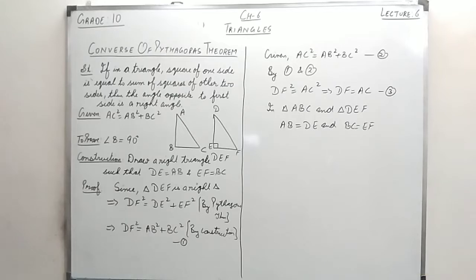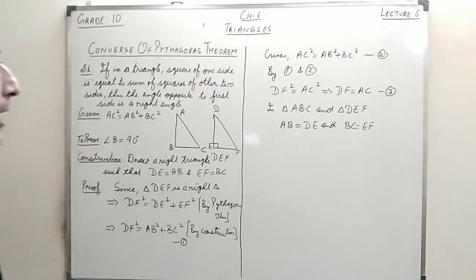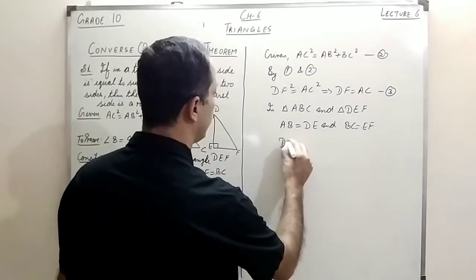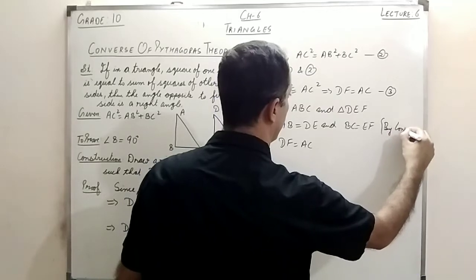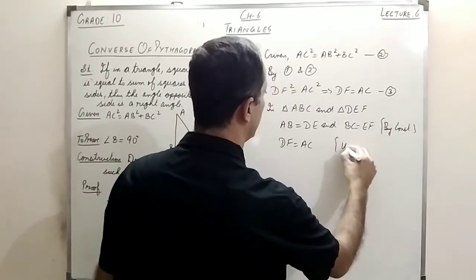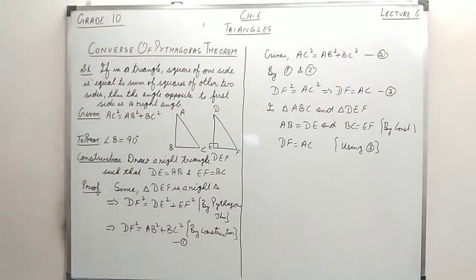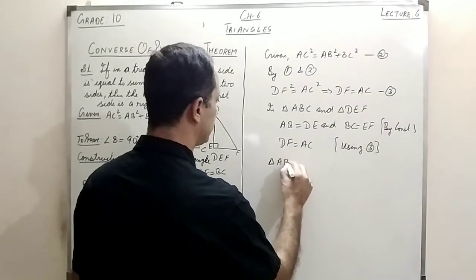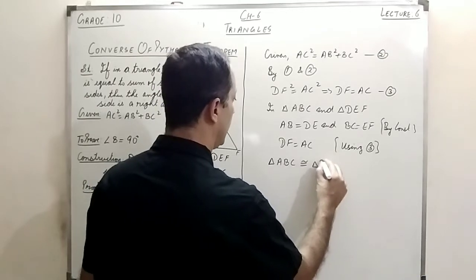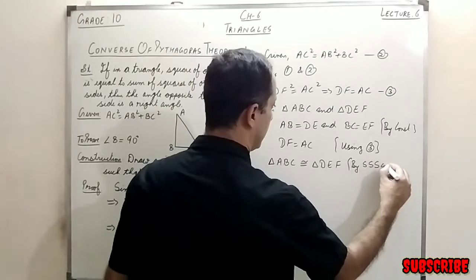Now if you see carefully, in triangle ABC and DEF, two things are already we have taken in the construction, that AB is equal to DE and BC is equal to EF. And the third thing we have proved here, that DF is equal to AC. So I can write this by construction, and this I can write using 3. Now since all the 3 sides of the triangles are equal, I write triangle ABC is congruent to triangle DEF, and this is by SSS congruency.